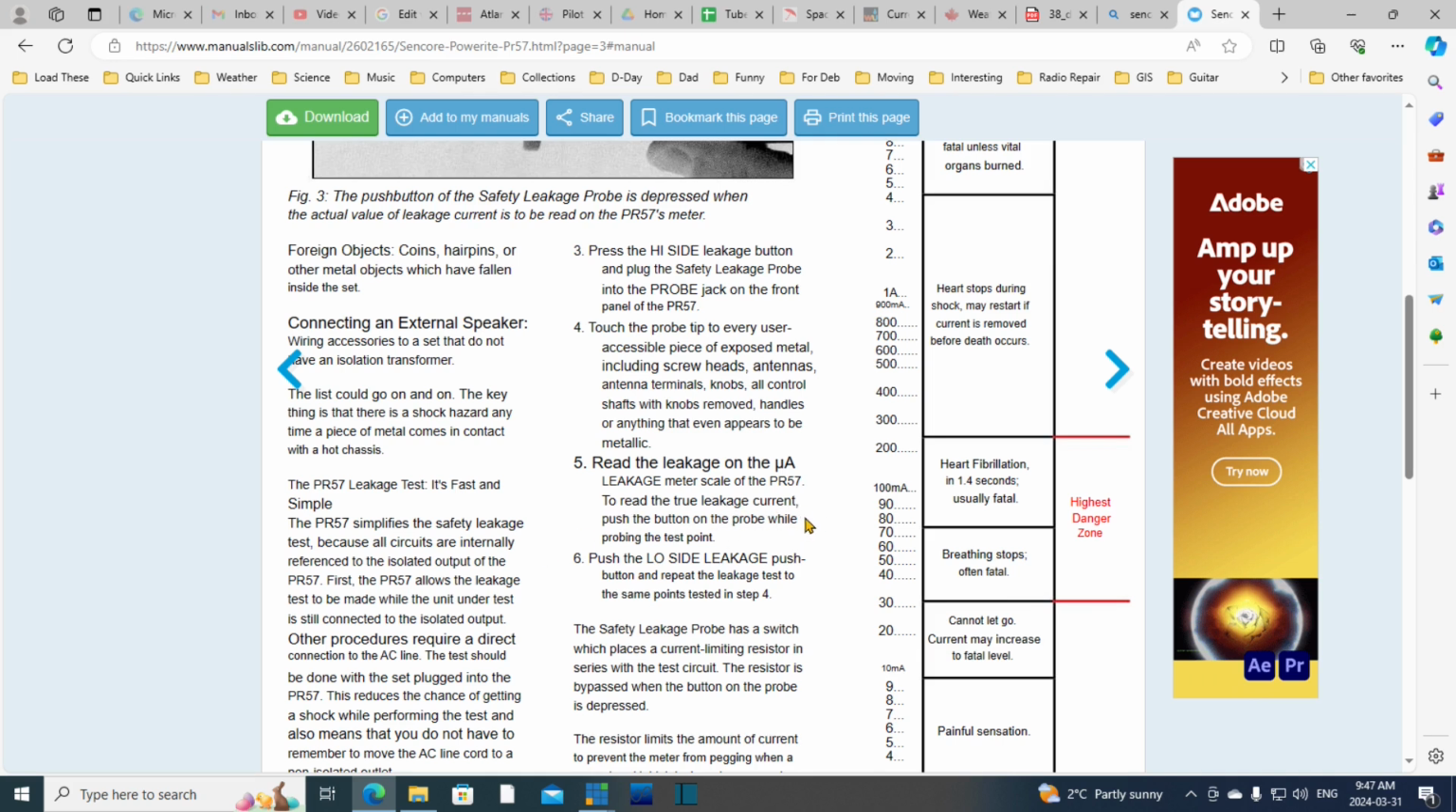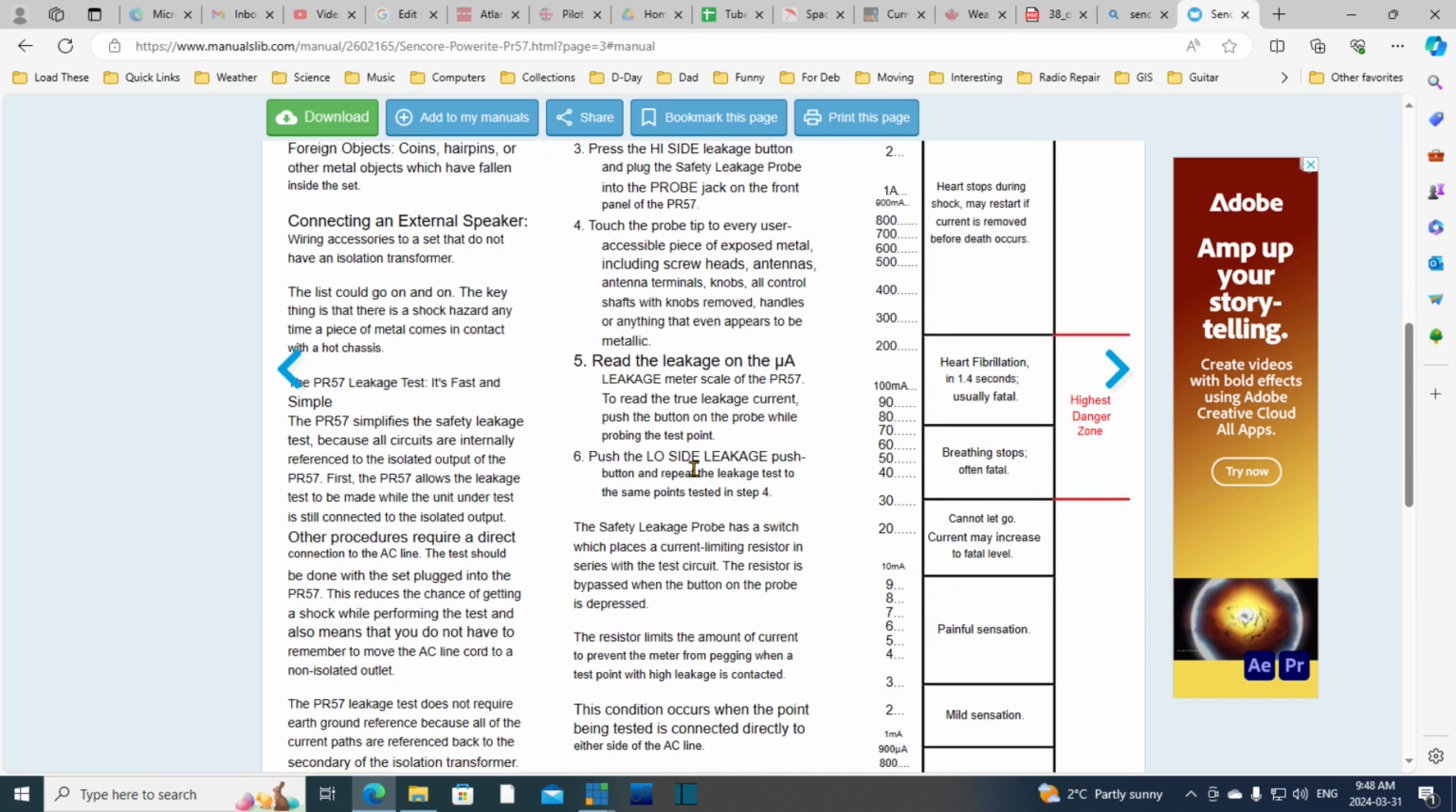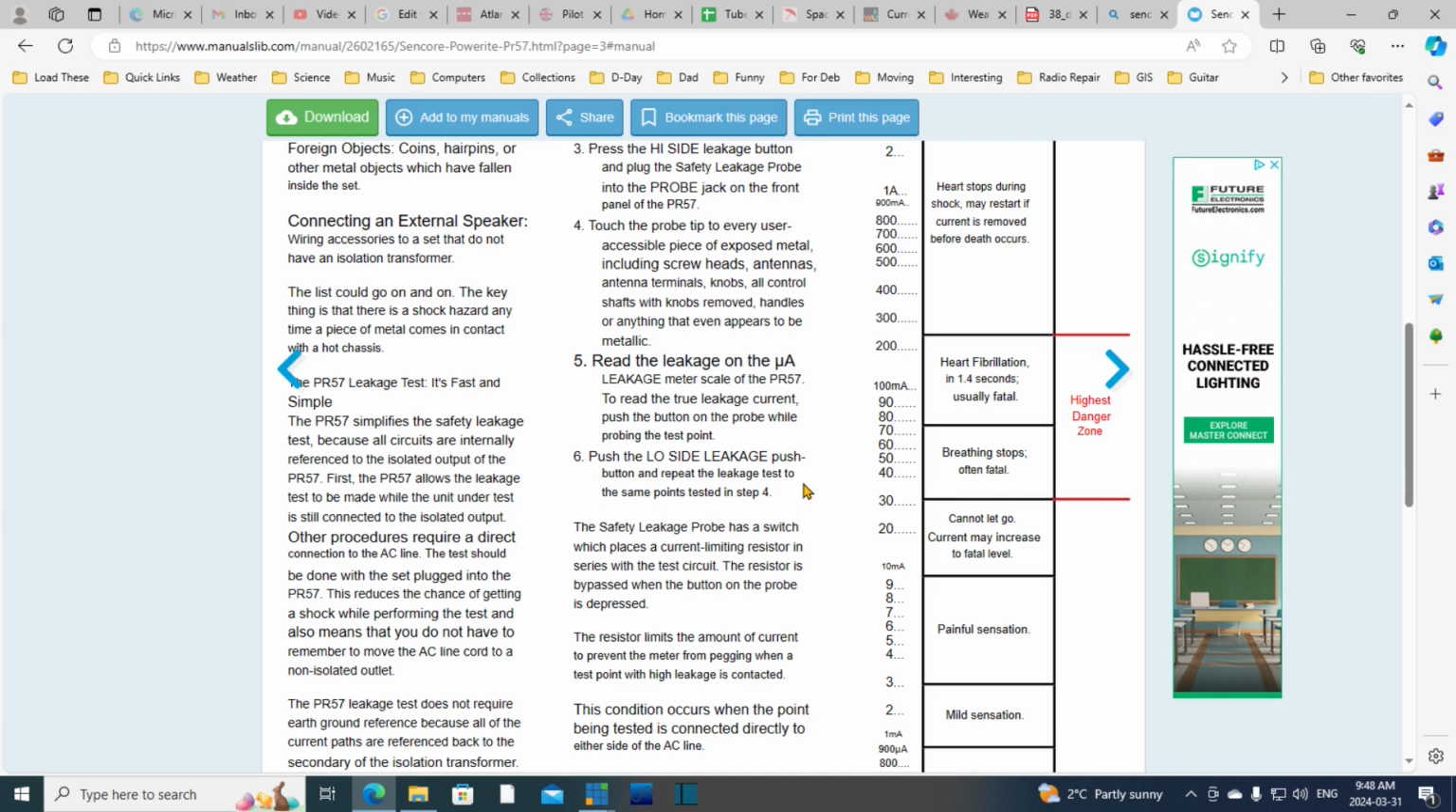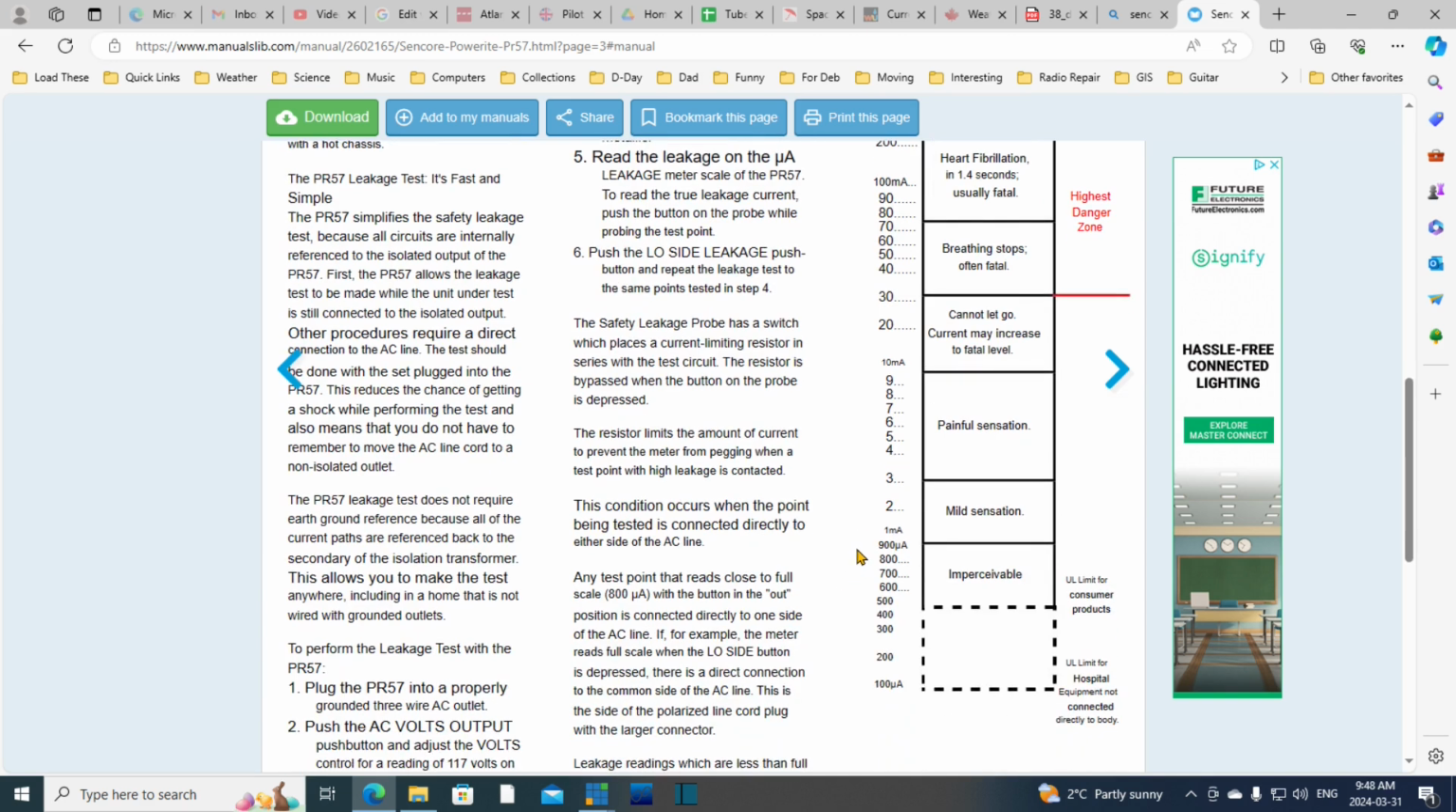To read the true leakage current, push the button on the probe. Why? Push the low side leakage push button and repeat the test to all the same points. The safety leakage probe has a switch which places a current limiting resistor in series with the test circuit. The resistor is bypassed when the button on the probe is depressed. The resistor limits the amount of current to prevent the meter from pegging.